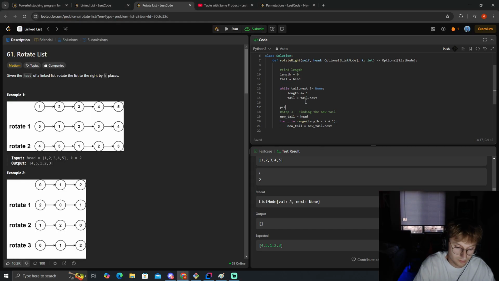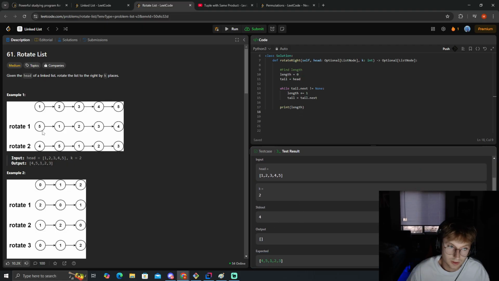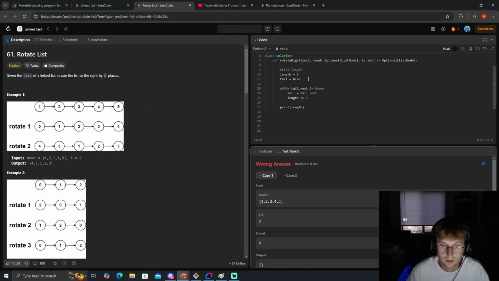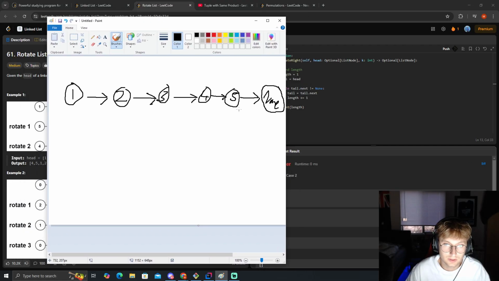Oh wait, hang on. Did we actually print the tail? Did we print the length? What the hell am I doing? 1, 2, 3, 4, 5. Ah, that's why we start at 1, I think. No? We want 5, that's our length. Okay, yeah, there we go. So the length of our list is 5.